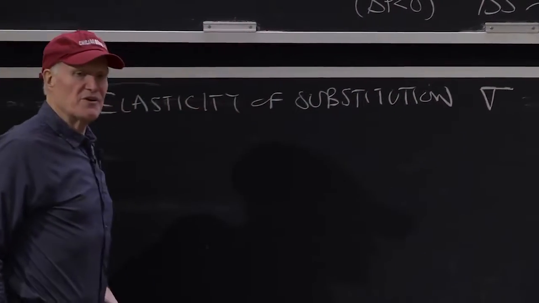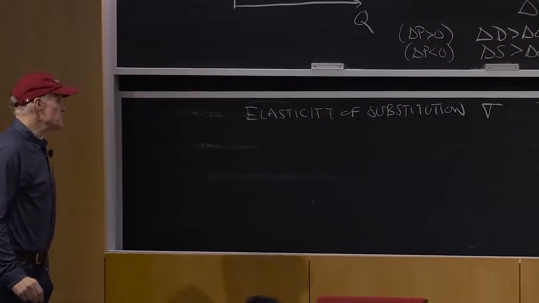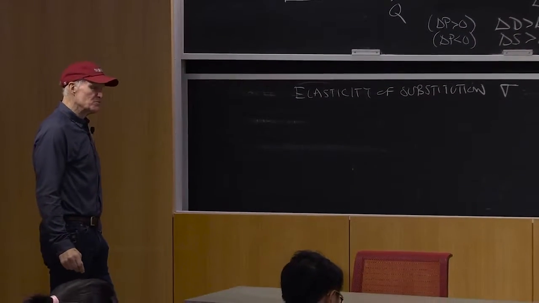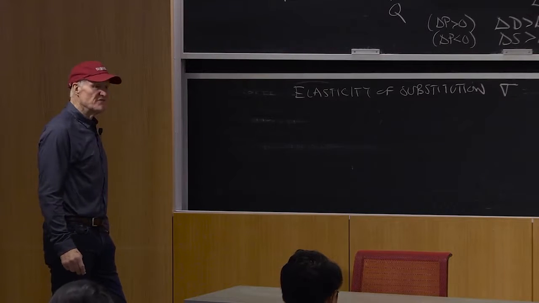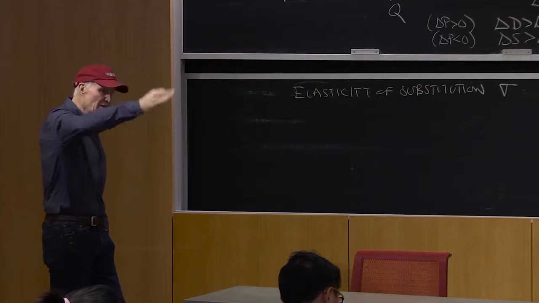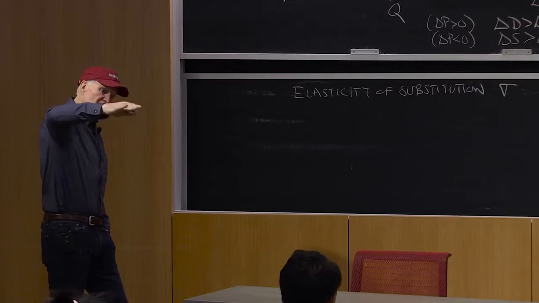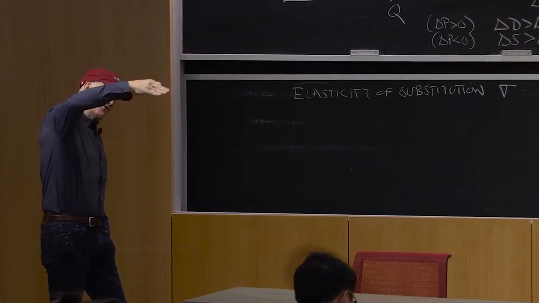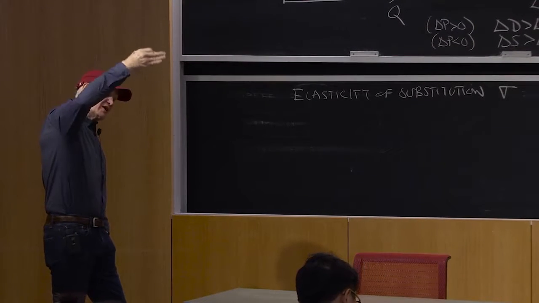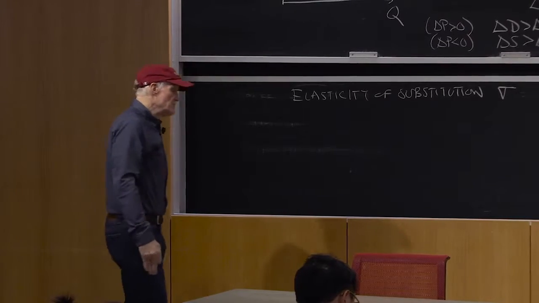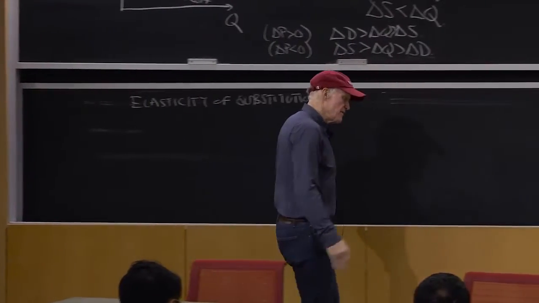Usually you use the letter sigma. It measures how much factor inputs respond to changes in factor prices along that isoquant, right? Draw the isoquant and ask how do inputs change as we change output, as we change factor prices.